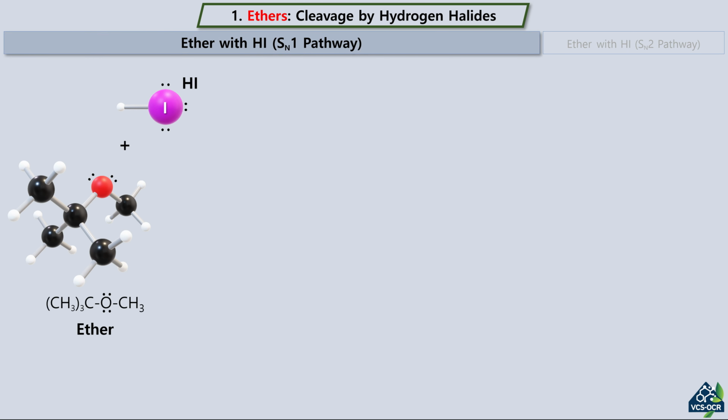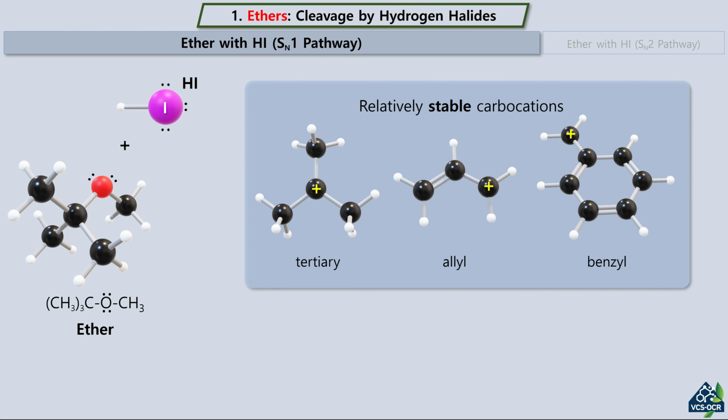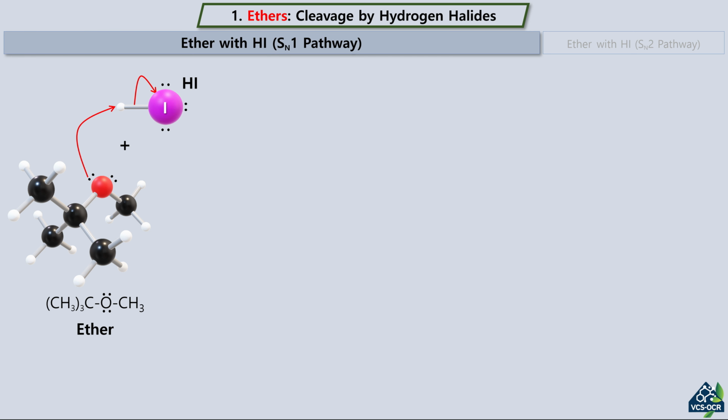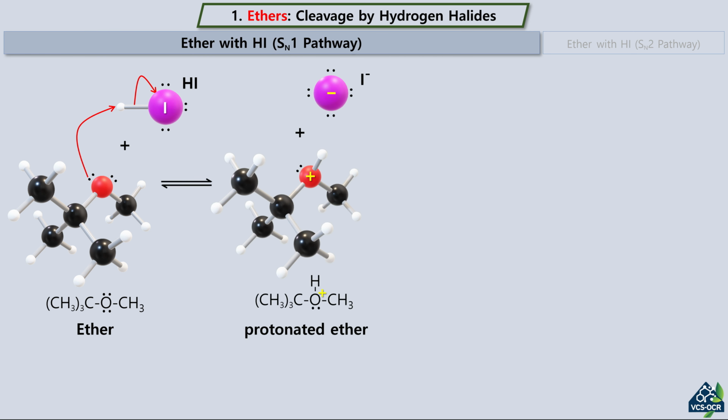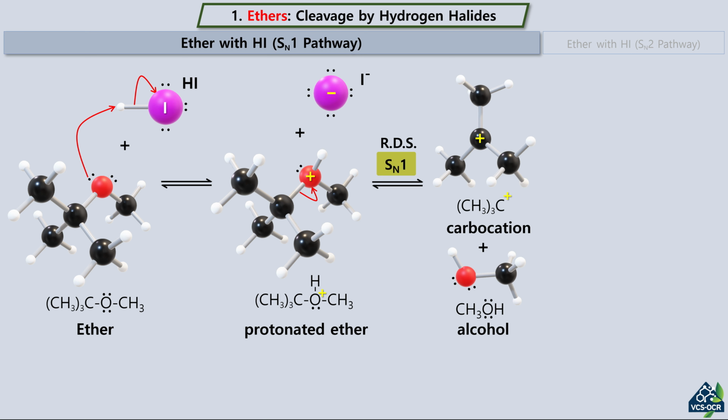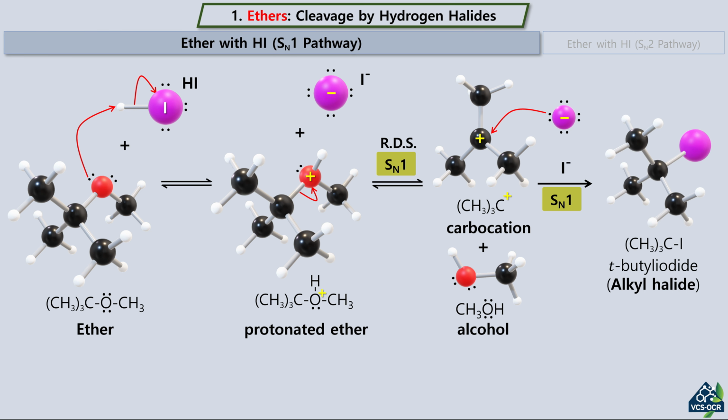When one of the alkyl groups can form a relatively stable carbocation, such as a tertiary cation, the reaction follows an SN1 pathway. First, the ether oxygen is protonated to create a good leaving group. Then, the C-O bond breaks heterolytically, generating the stable carbocation. Finally, the iodide ion attacks this intermediate, resulting in an alcohol and an alkyl iodide.